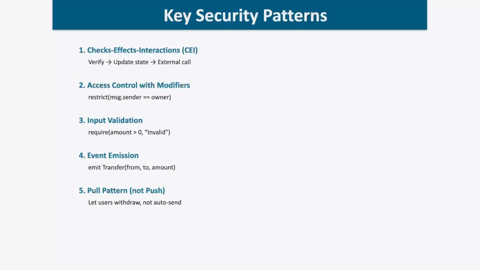Pattern 5 is the pull pattern, not push. Instead of sending funds to users automatically, we let users pull their own funds. This is much safer. With a push pattern, you control who receives funds. You must call everyone. It becomes complex. With a pull pattern, each user controls their own withdrawal. It's simpler and safer. These 5 patterns are your foundation. Learn them, use them, as they prevent most vulnerabilities.